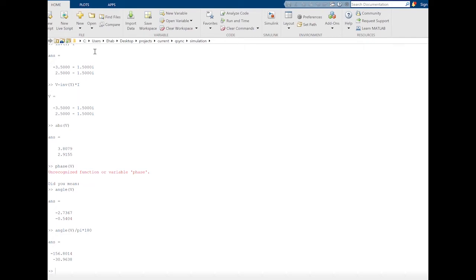So let me write that down. V1 is going to be 3.808 with an angle of minus 156.8 degrees, and then V2 is going to be 2.916 with an angle of minus 30.96 degrees, and then I0 is just going to be V2 over 1. So I0 is going to be the same as V2.